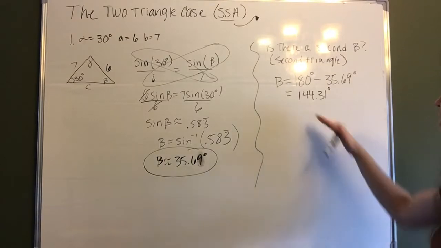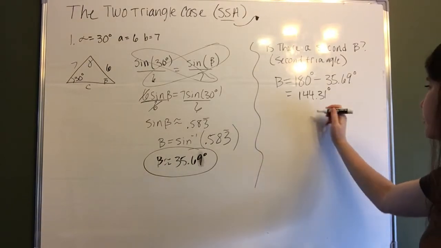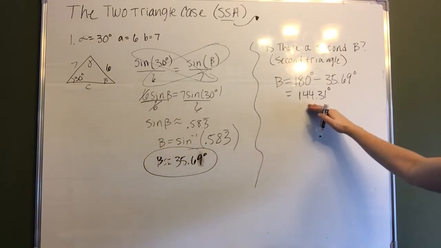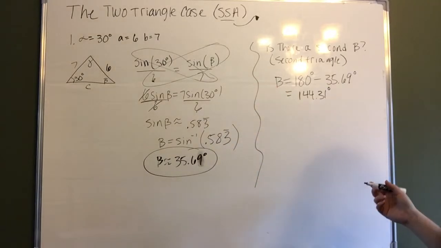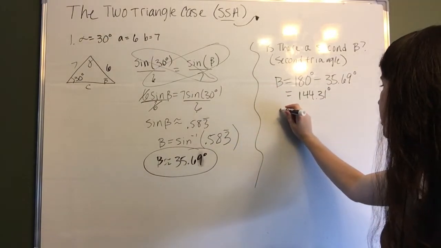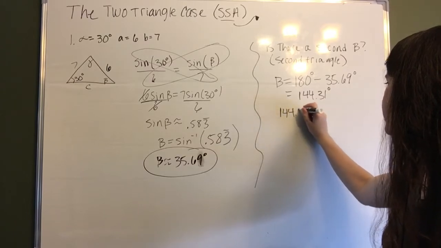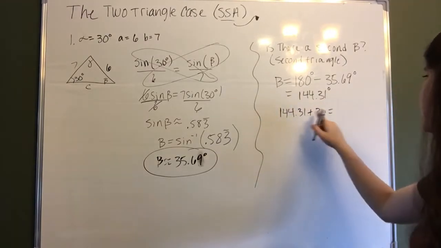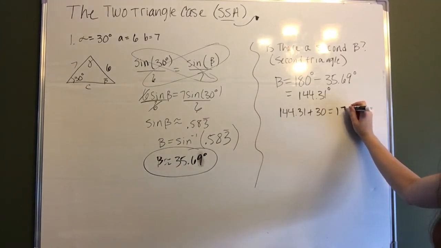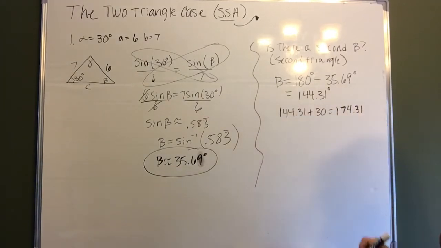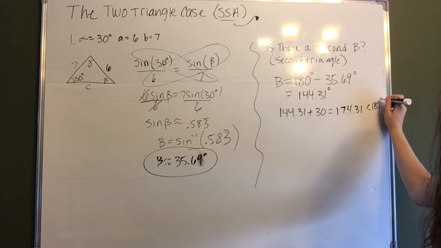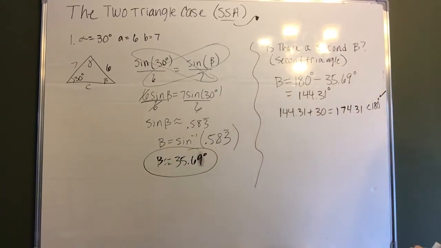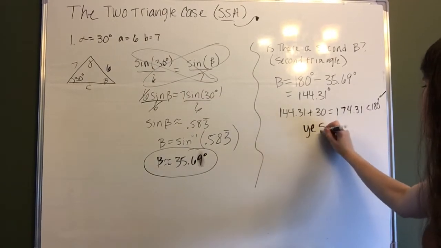So does this work is what you want to ask yourself. How can you tell? Well, pair it up with the original angle that was given back here. If we add those together, so if we add 144.31 to 30, what do we get? 174.31. Okay, now because this is less than 180 degrees, that means it works, okay? So we do have a second triangle. So yes, there is a second triangle.